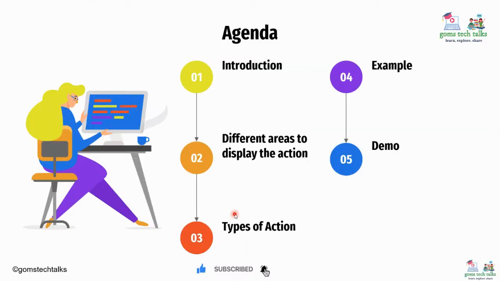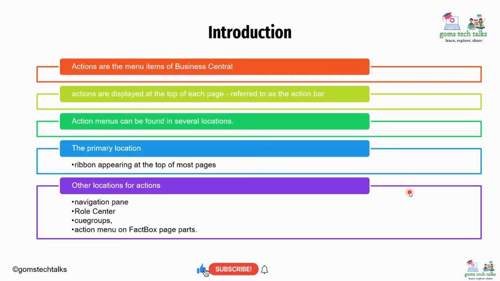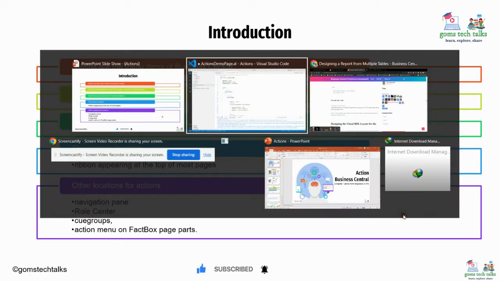Just understand today's agenda. Today we are going to talk about the introduction, different areas to display the action, types of action, an example, and a demo. So actions are the menu items in Business Central. Basically, actions are displayed at the top of each page, which we usually refer to as an action bar.